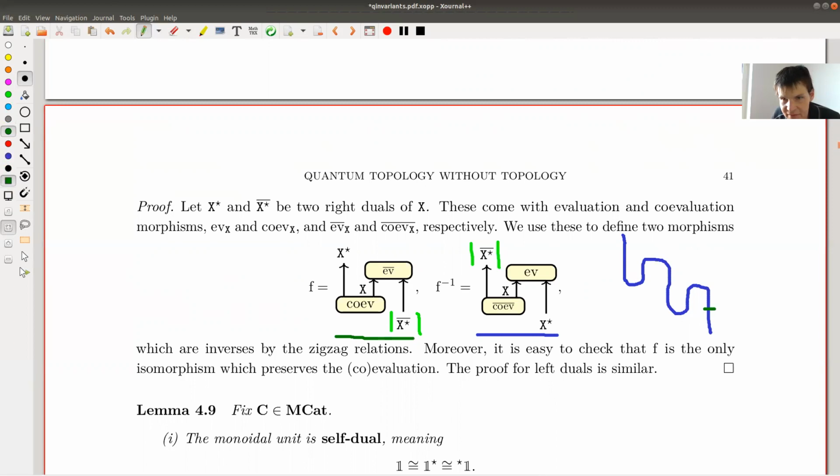So let me see. Here's evaluation bar. Sorry, this was a bad illustration. Here's evaluation bar. My mouse doesn't work today. Evaluation bar. Here's co-evaluation bar.